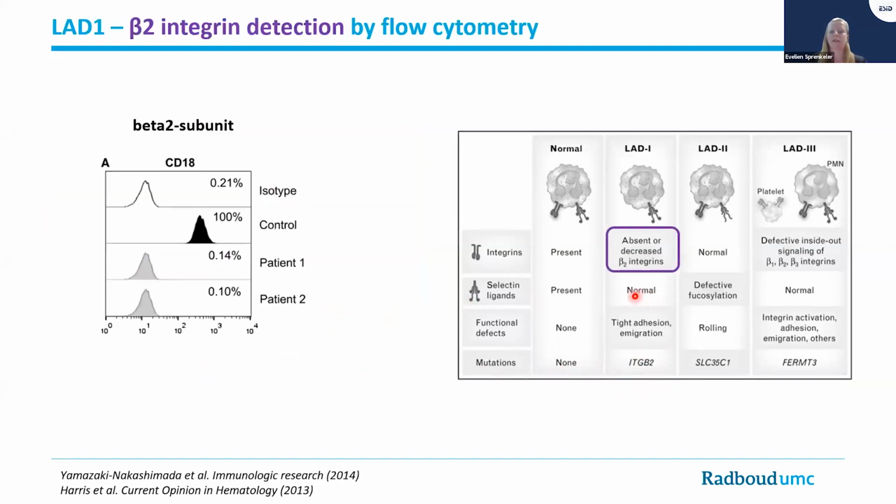So the expression of beta-2 integrins can be easily evaluated with flow cytometry. So here you have the histograms for the staining with CD18, which is the beta-2 integrin. So in the control, all neutrophils express beta-2 integrin. And here in the patient's condition, so these patients have leukocyte adhesion deficiency, no beta-2 integrin is expressed on the neutrophils.